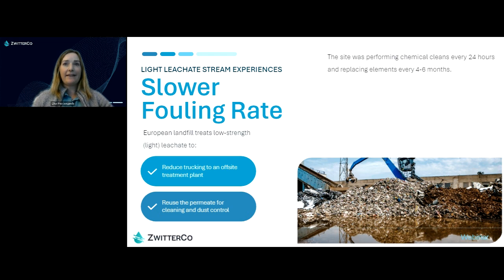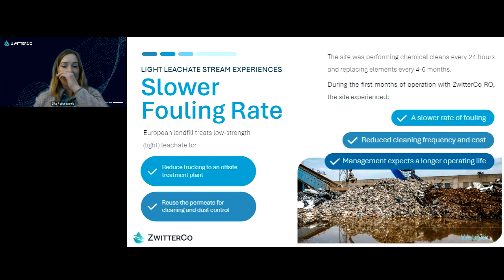However, because of the high level of organics, the site was cleaning this RO system every 24 hours and replacing those conventional RO elements every 4 to 6 months. During the first months of operation with ZwitterCo RO, however, the site noticed a slower rate of fouling, reduced cleaning frequency and cost, and because of that slower rate of fouling and reduced cleaning, they expect the ZwitterCo RO elements to last much longer than the conventional RO elements they were using previously.